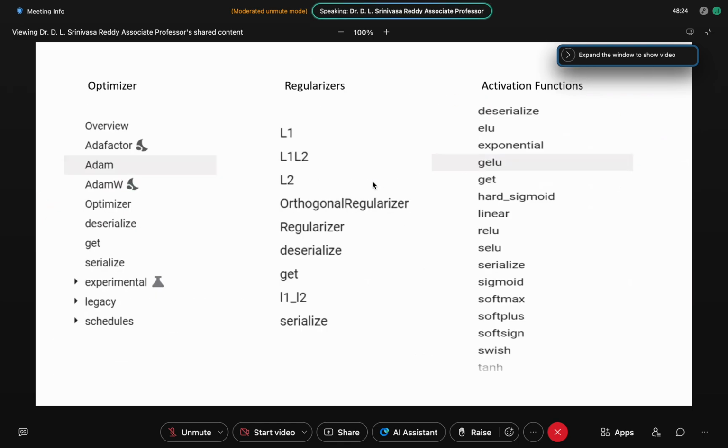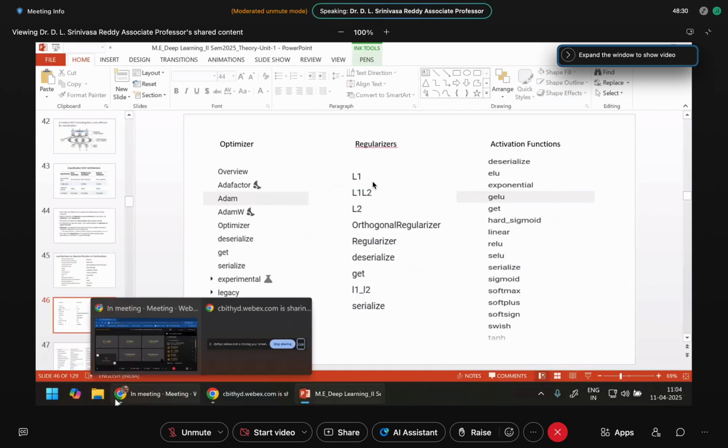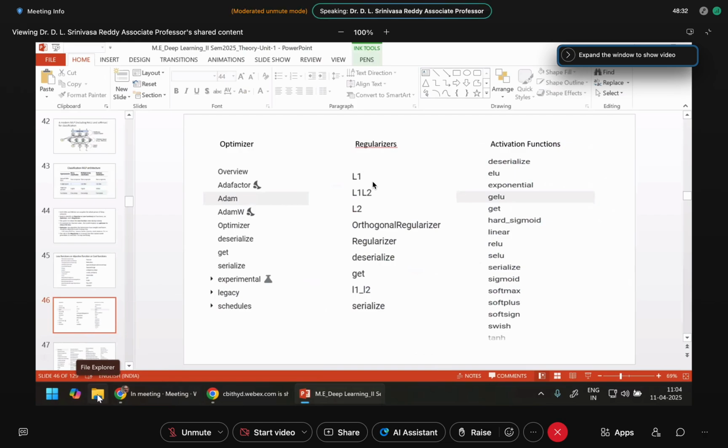All of you follow this book. I'll share this book with you. All of you follow this from the sixth unit onwards.